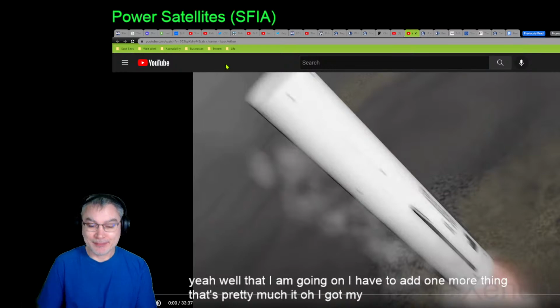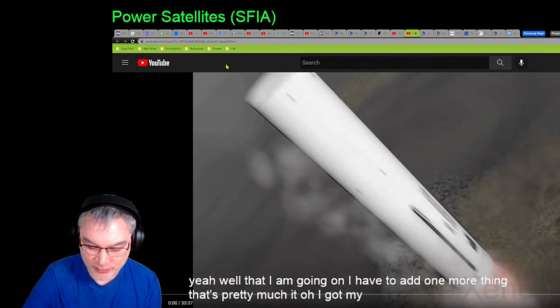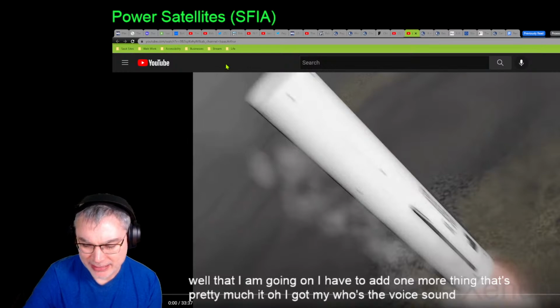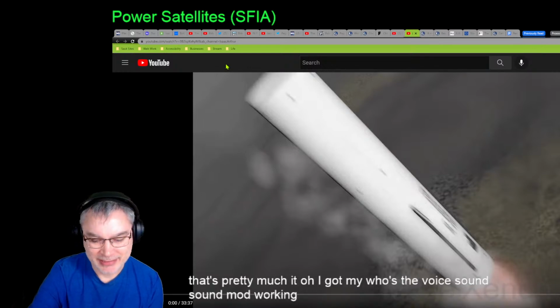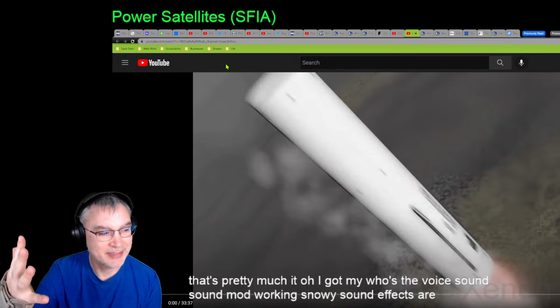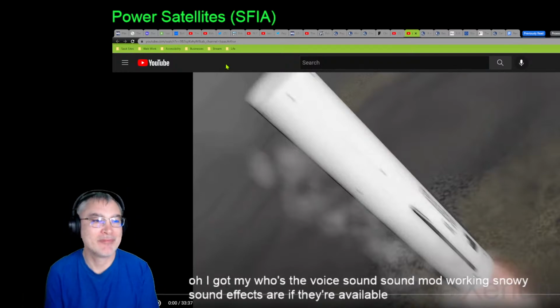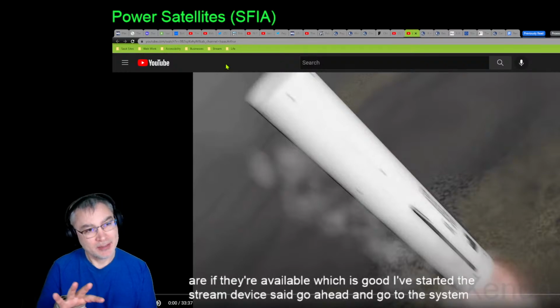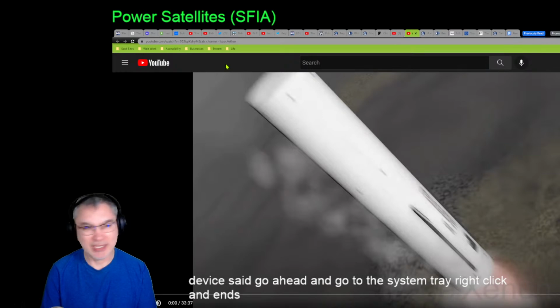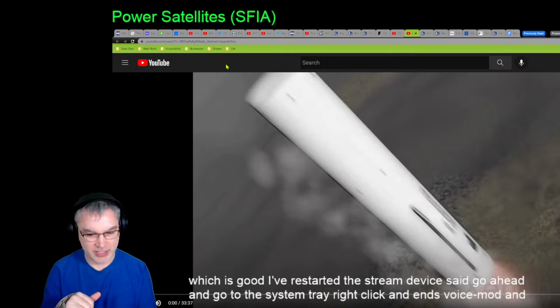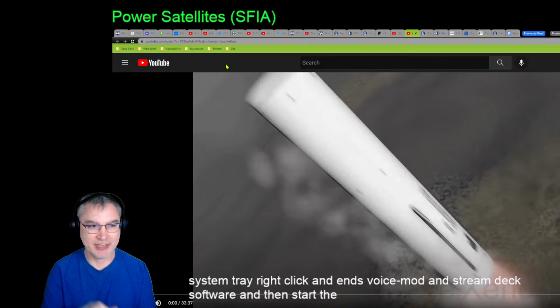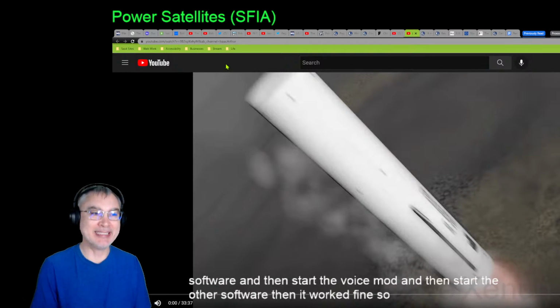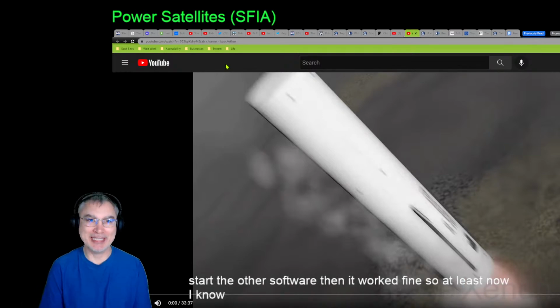Oh, I got my voice sound mod working? So now my sound effects, they're available, which is good. Right before I started the stream, the advice said go ahead and go to the system tray, right click and end voice mod, end the Stream Deck software, and then start the voice mod, and then start the other software. Then it worked fine. So at least now I know. So that stuff is available to me again. It's been a few weeks.